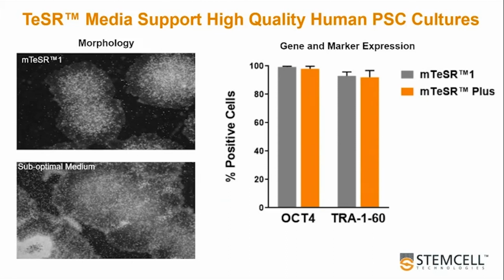Shown here are examples of the excellent colony morphology you can get in TeSR media compared to using a suboptimal media. Note the smooth edges and consistent cell morphology within each colony. On the right, you will see an example of the very high percentage of OCT4 and TRA-1-60 positive cells as determined by flow cytometry.